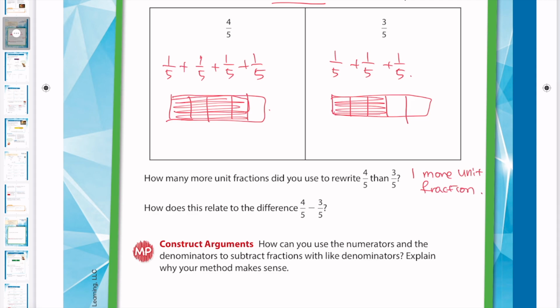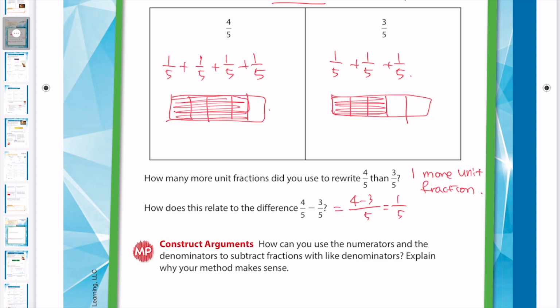How does this relate to the difference 4/5 minus 3/5? Okay, so we are saying what? 4 minus 3 over 5 is what? 1. Yeah, 1 over 5, which means what? Only 1 unit fraction difference, okay?